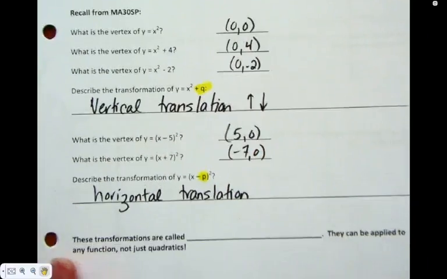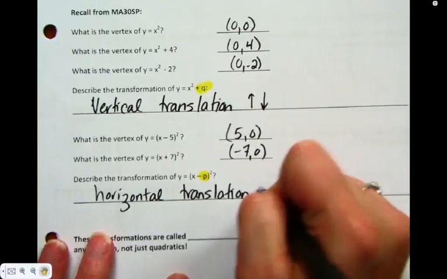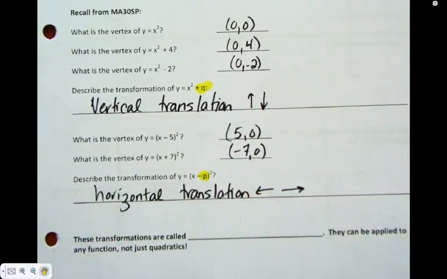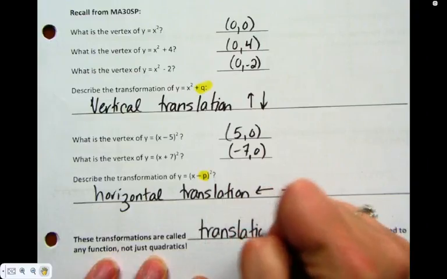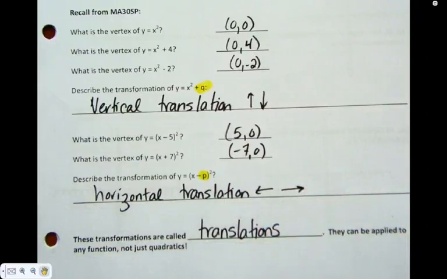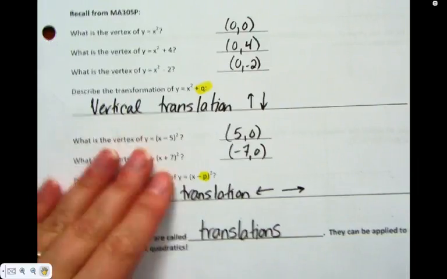Again, we didn't use those words, but that's all we were doing. And this is your right or left movements. These transformations are called translations. And they can be applied to any kind of function, not just quadratics. We're going to do so many fun functions today. Translation, and then I put a little arrow to the left and arrow to the right.